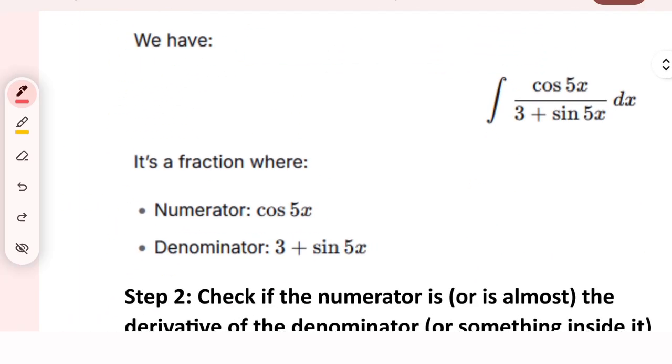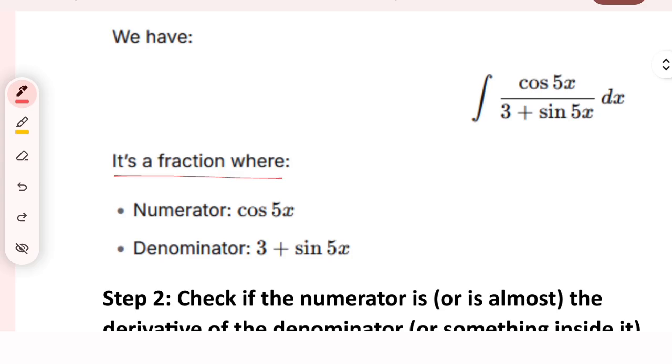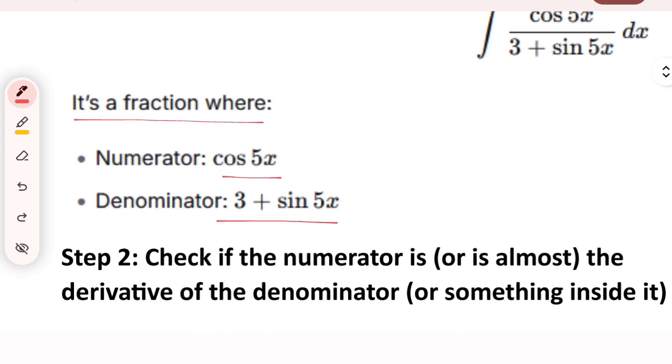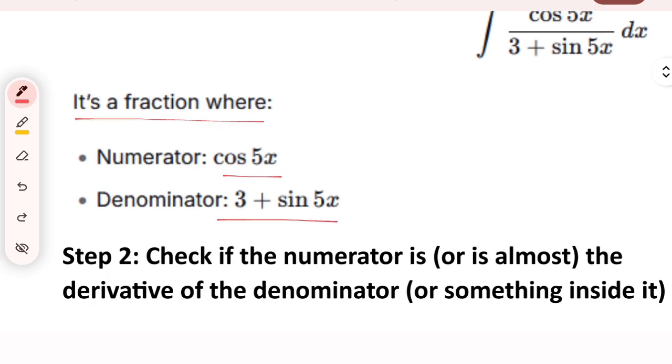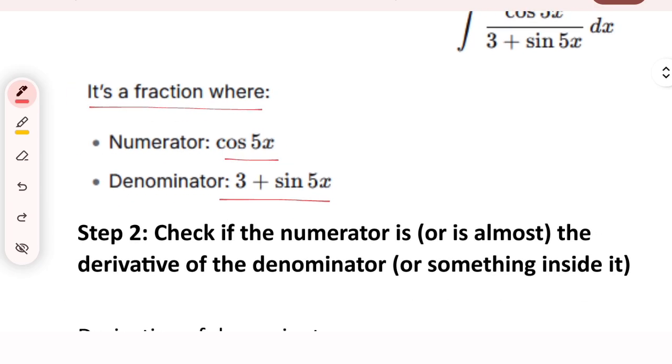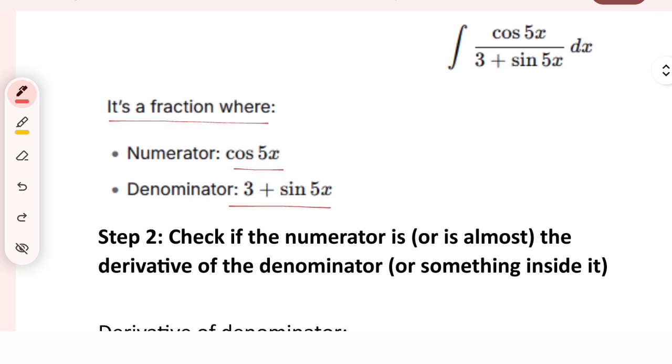So it is actually a fraction. The numerator is cosine 5x, and the denominator is 3 plus sine 5x. So that is our given. What we will do now is check. This is something you need to remember: check if the numerator is almost the derivative of the denominator.